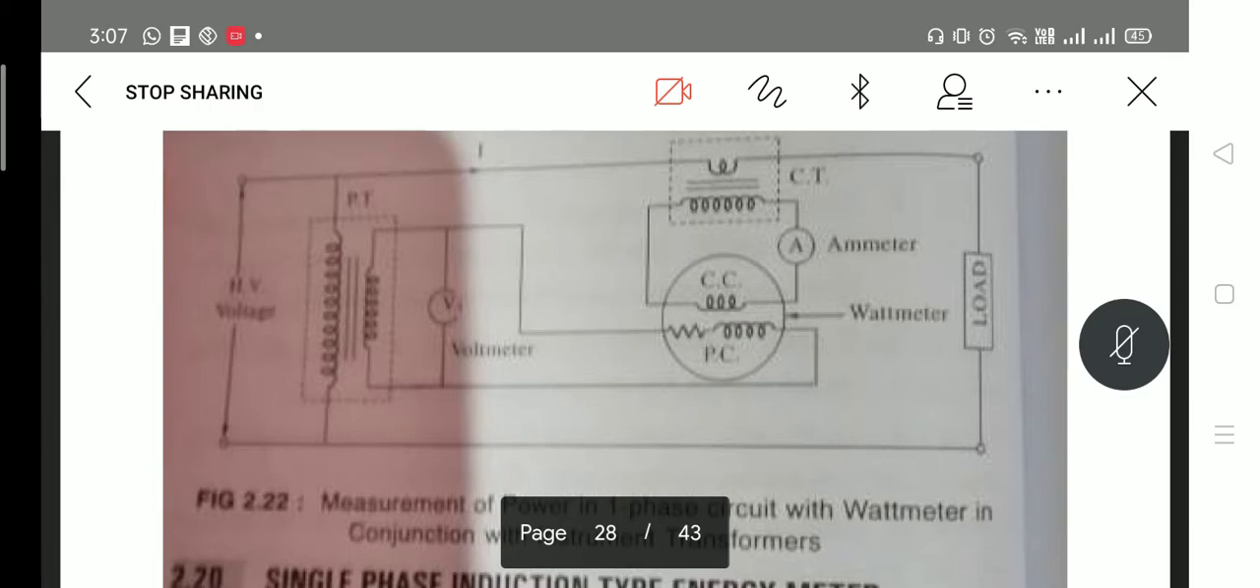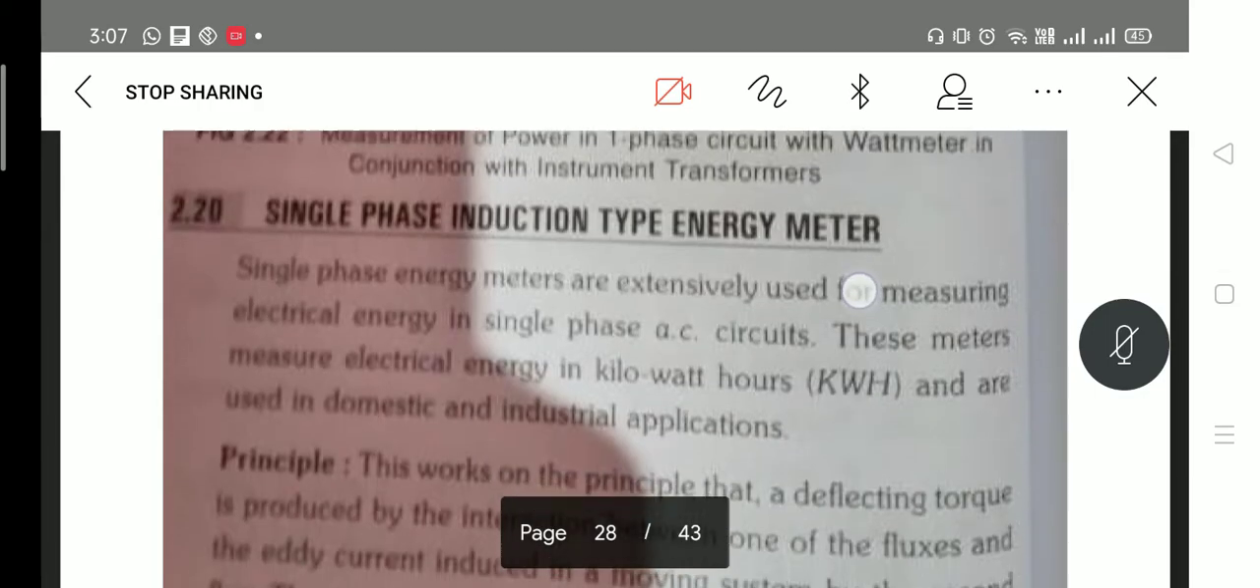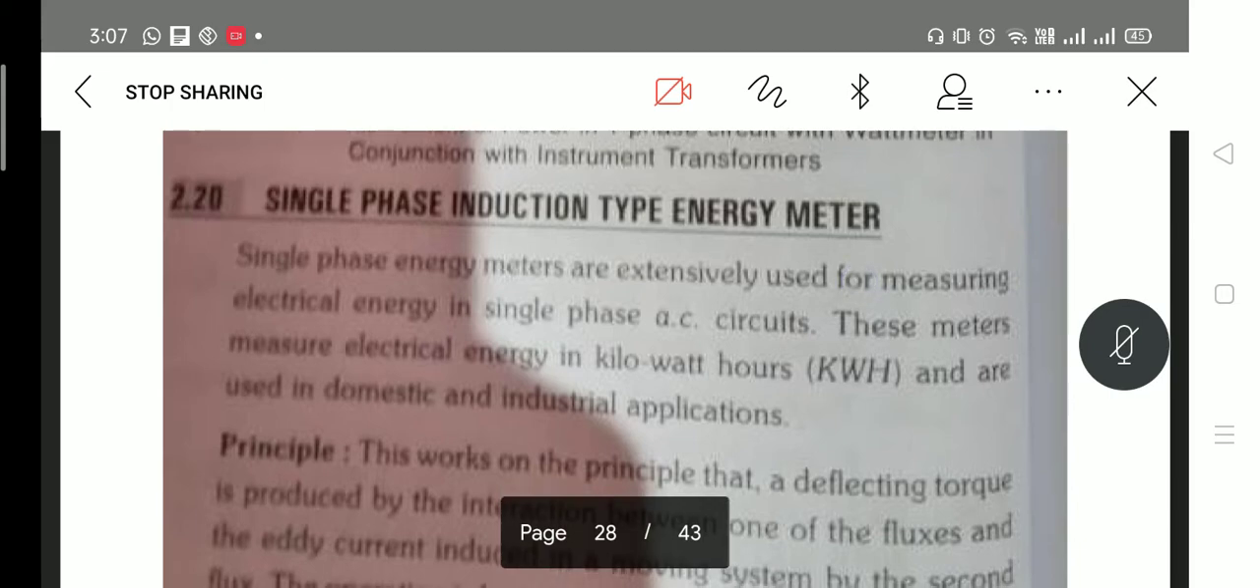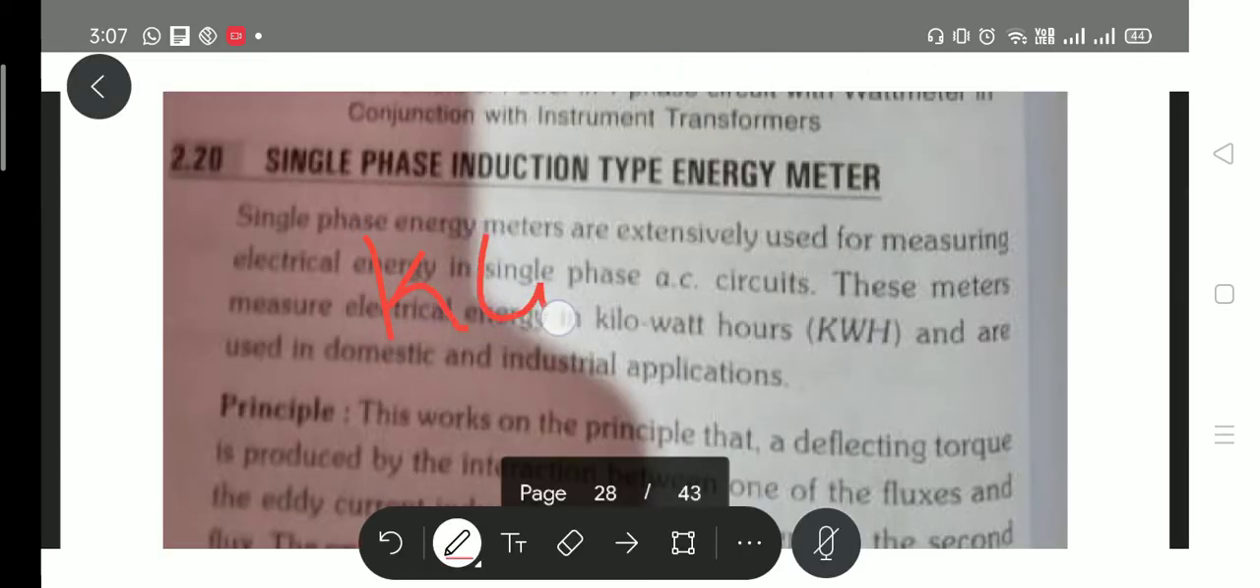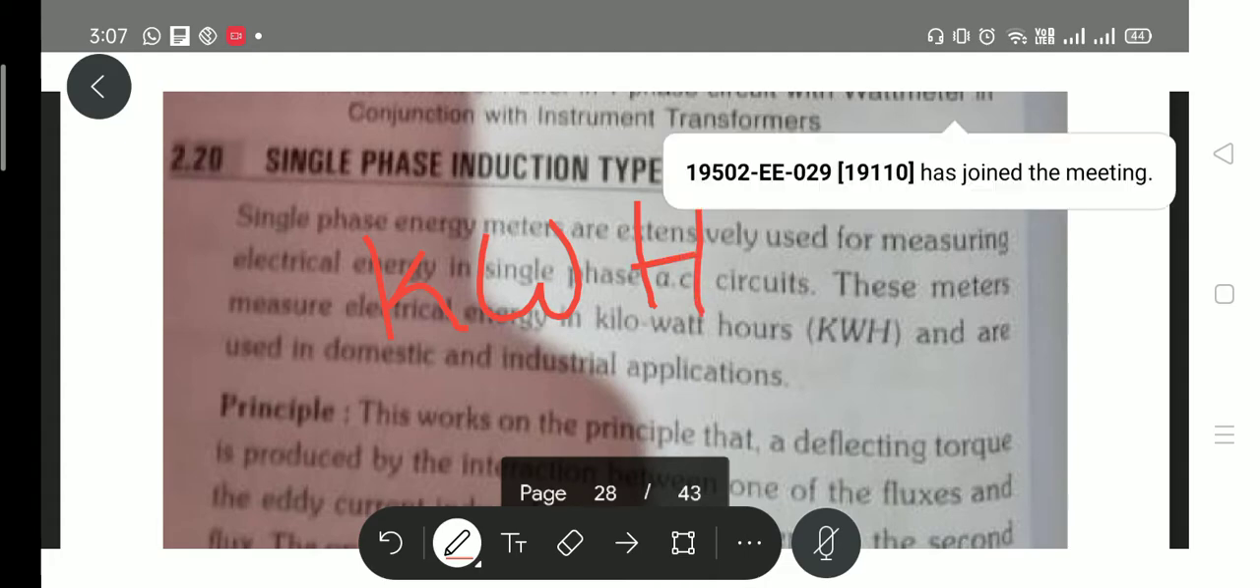I am going to the next topic, that is the single phase induction type energy meter. We can measure energy by using induction type energy meters. In these single phase energy meters we can measure only AC circuits. We can measure the electrical energy in single phase AC circuits. These meters measure in kilowatt hours. It is used for domestic and industrial purposes.